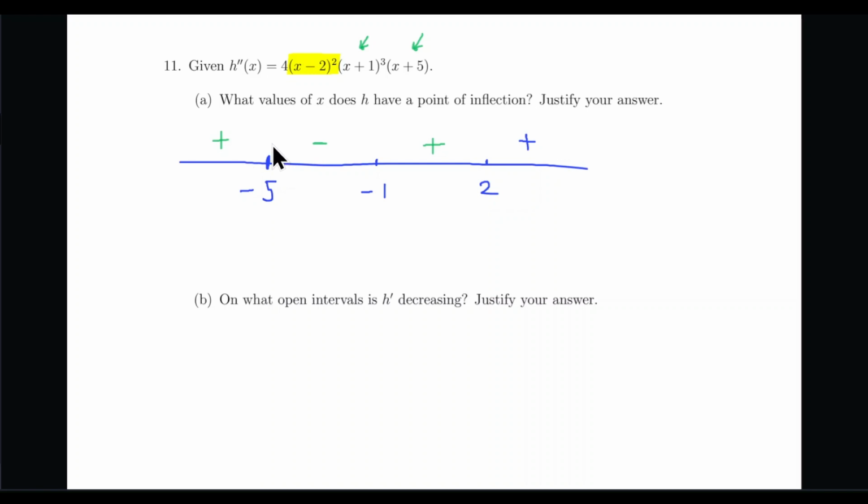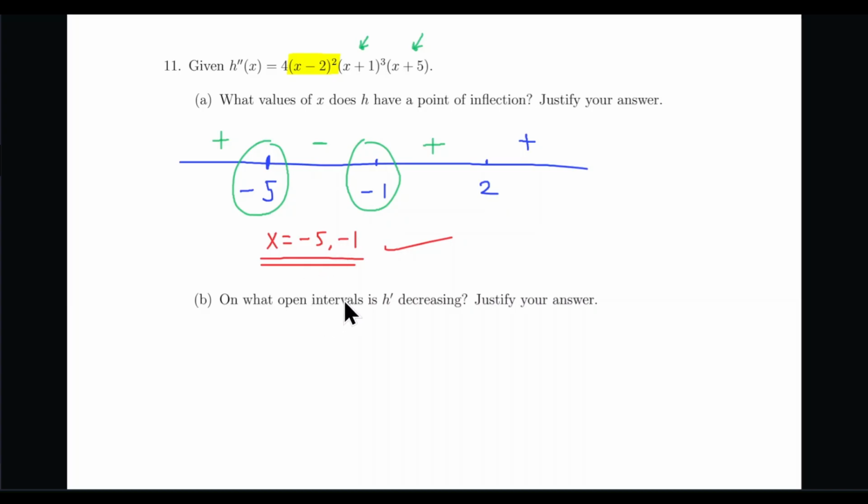So fortunately, there we have two guys who are points of inflection. Remember, this is not a point of inflection because there is no sign change. So x equal to -5 and -1 are the points of inflection.